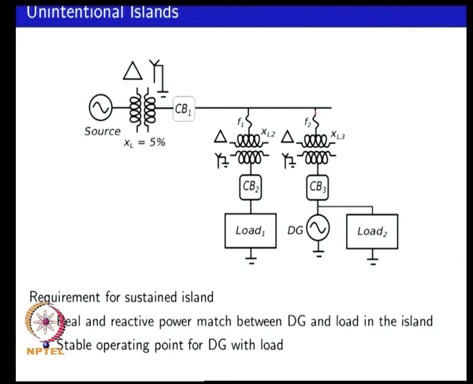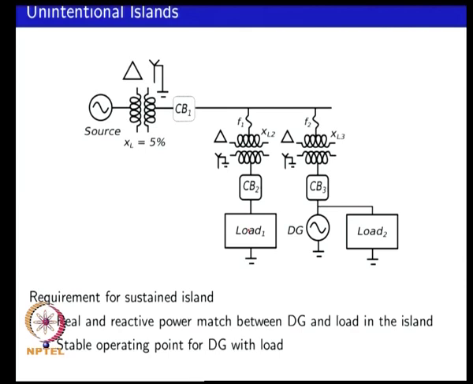And for forming an unintentional island, you have a requirement that the DG you have should be capable of providing the power for your neighboring loads. So, if your total load on the feeder is of the order of megawatts and your DG is 1 kilowatt, obviously it cannot form an island. So, you are talking about the capability of your DG and your load being similar, both in terms of real and reactive power, being able to match that.